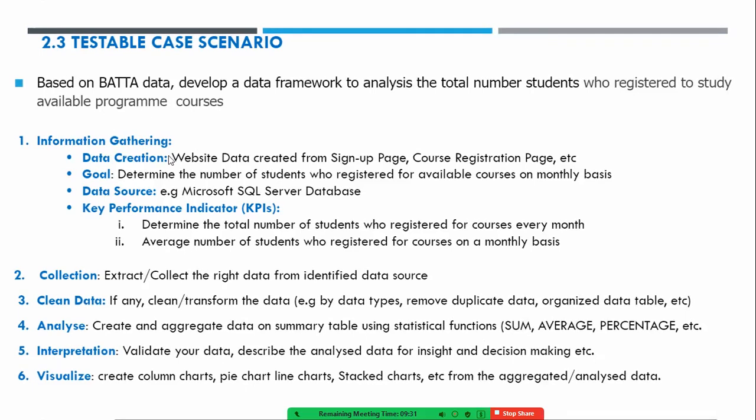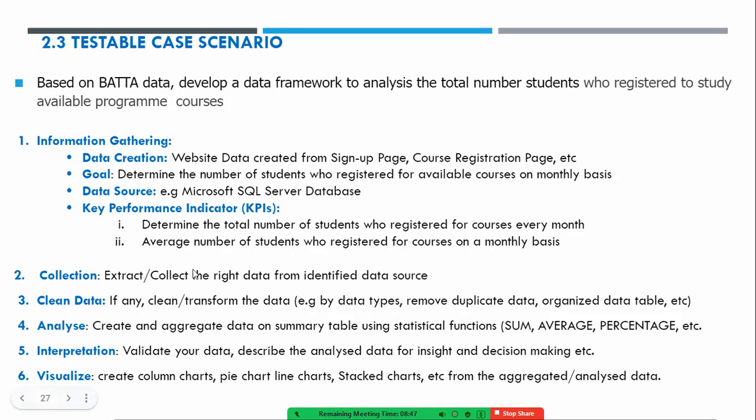So imagine that you have a website now. You want to know information gathering. Who are the people that signed up? And then who are the people that registered for a course to study one course or the other? So what's the goal? Determine the number of students who register for available courses on a monthly basis. The data source is the Microsoft SQL Server, that's what the database is. That's where the data set will be extracted from. The KPIs determine the total number of students who register for courses every month, and the average number of students who register for courses on a monthly basis.